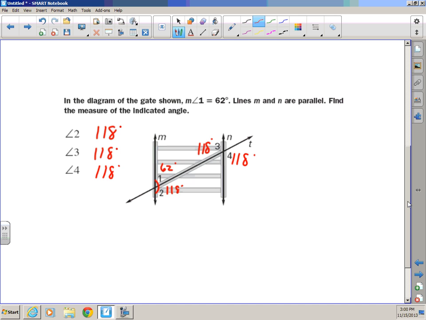So, to summarize, you need special rules to be able to bridge the gap between angles formed by parallel lines when the angles are not adjacent, meaning next to each other, or across, meaning vertical to each other. And you need to use the definitions that we've talked about to be able to do that.